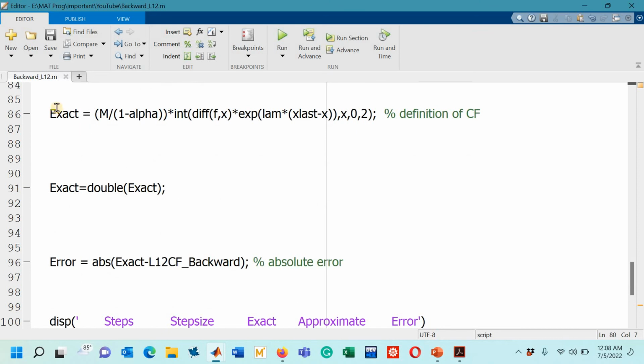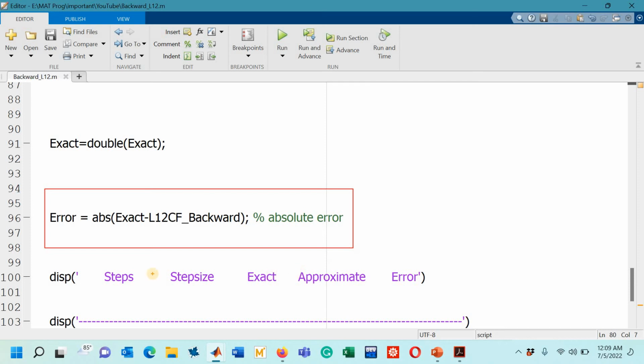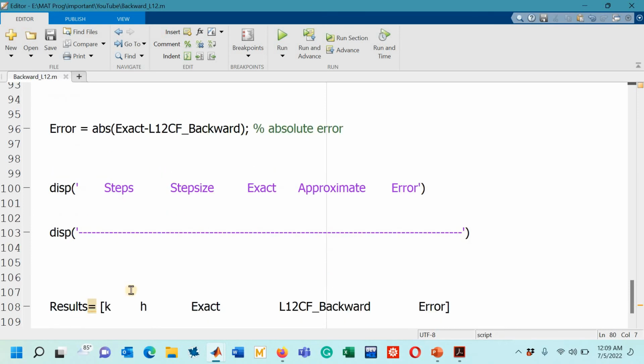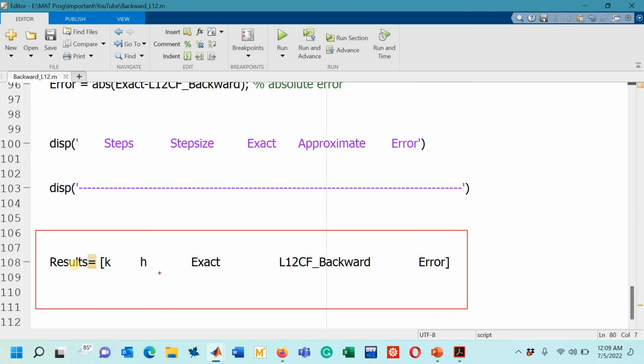And then I have converted the answer obtained from line number 86 into double precision. And then on line number 96, you can see that I have computed the absolute error. After that, I have displayed the results, which are shown on line number 108. When I run the code, I will have the results on our command window, and I will see how many steps are taken, what the step size was, what the exact answer is, what the approximate answer is, and what the absolute error is.